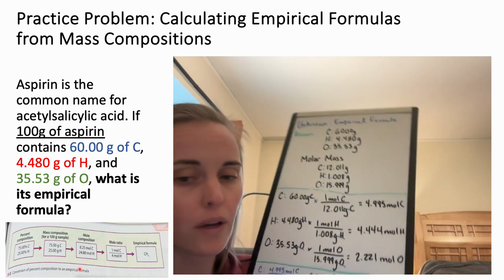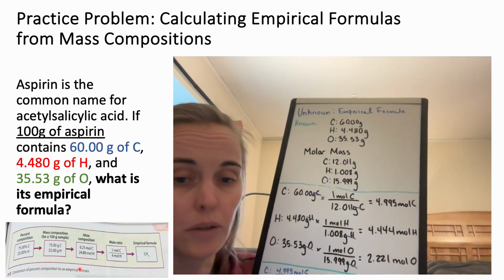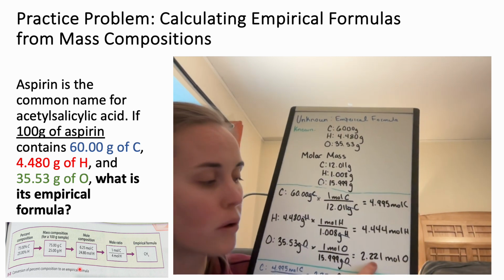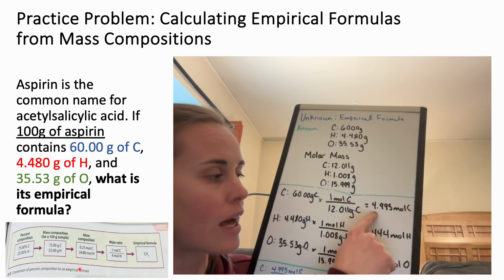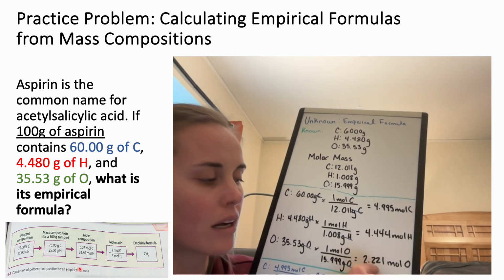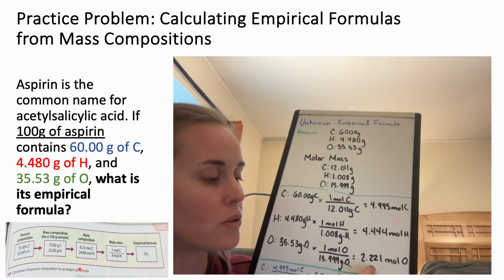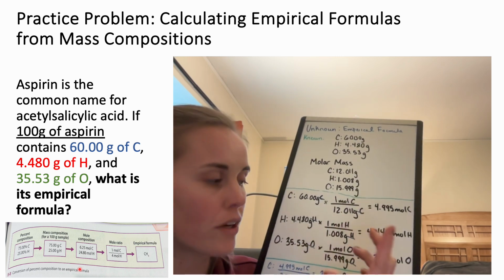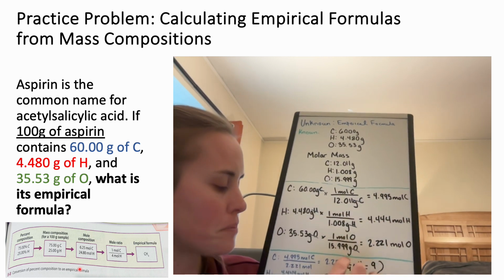We need to figure out, okay, what are our mole ratios? So to figure that out, you take the smallest mole number and you divide every single mole by the smallest one in that compound. So 2.221 is the smallest mole for figuring out how many moles are in this compound.